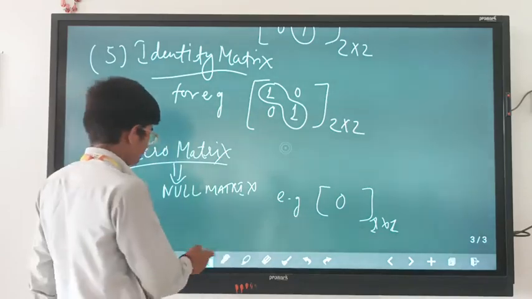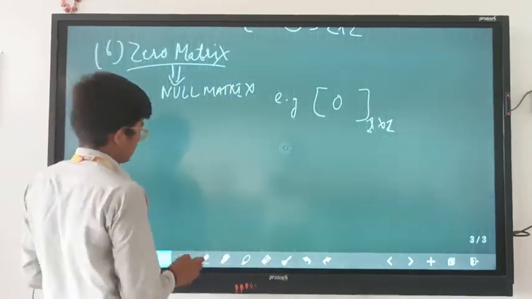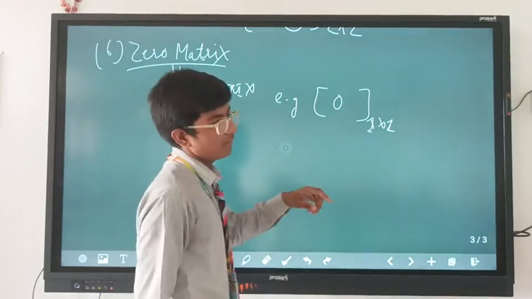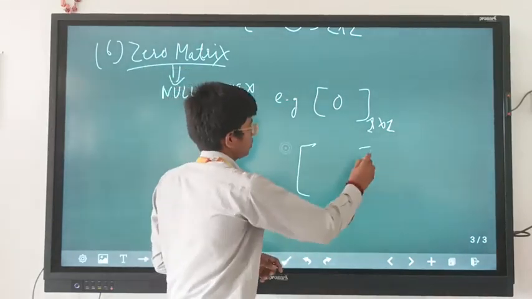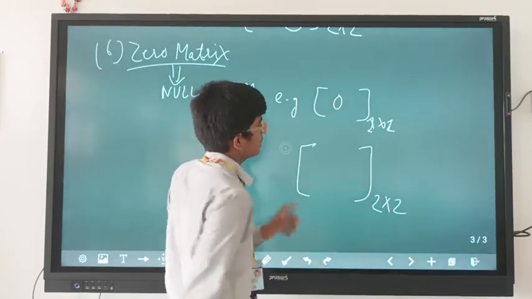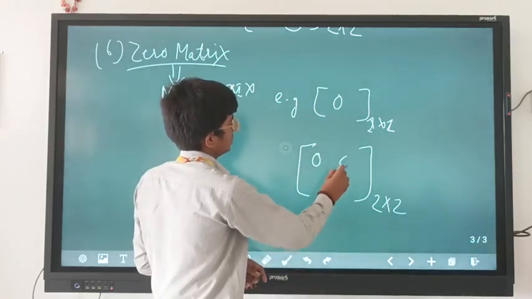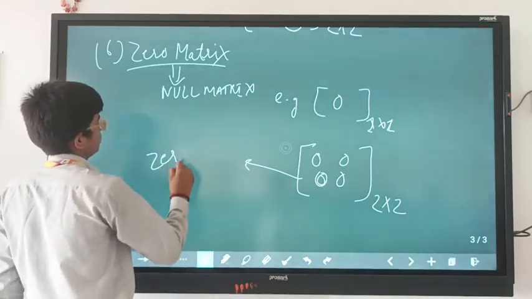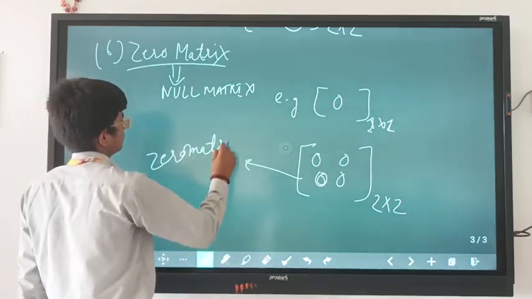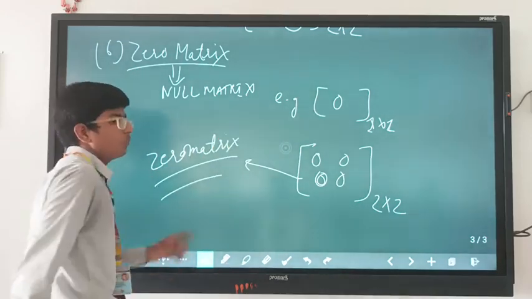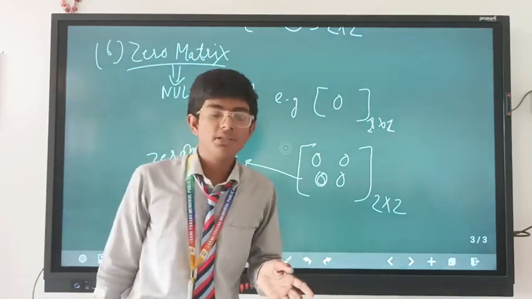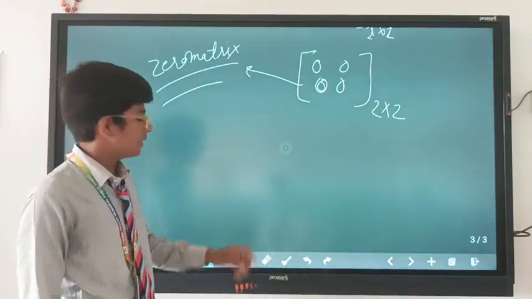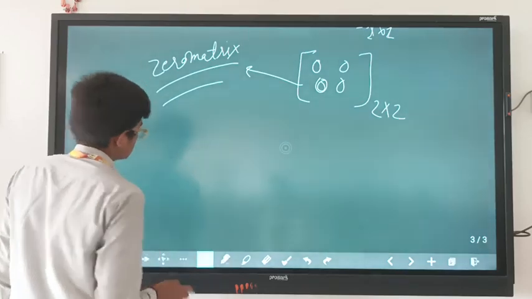If we also have another matrix of 2 cross 2 such that all its elements are 0, 0, 0, 0, then it is an example of a zero matrix. Moving ahead, we have two more types of matrix. The first one is the symmetric matrix.